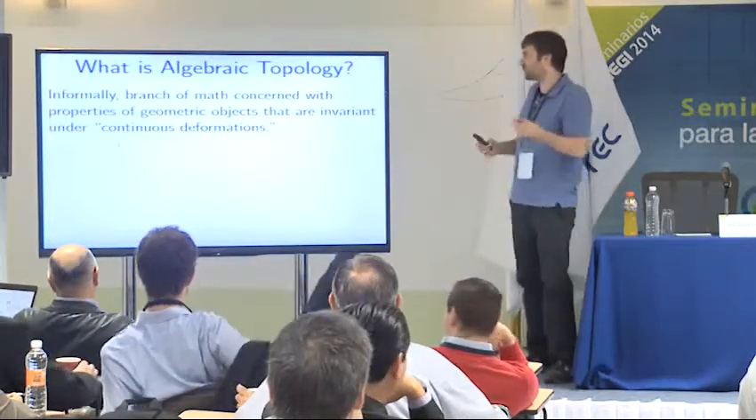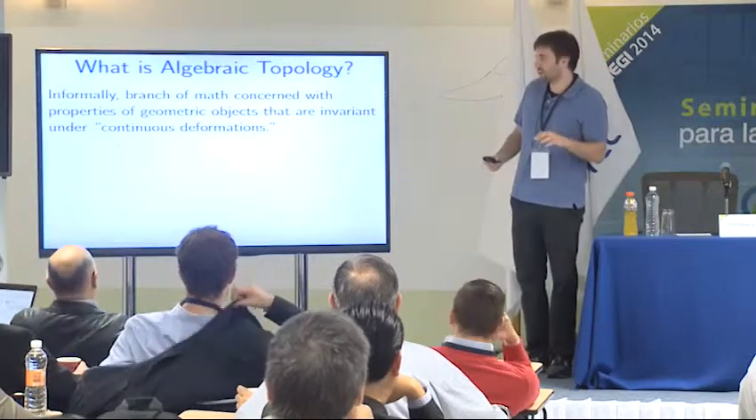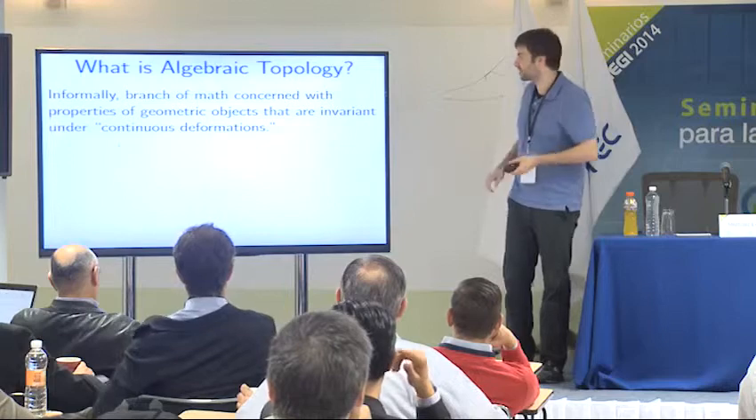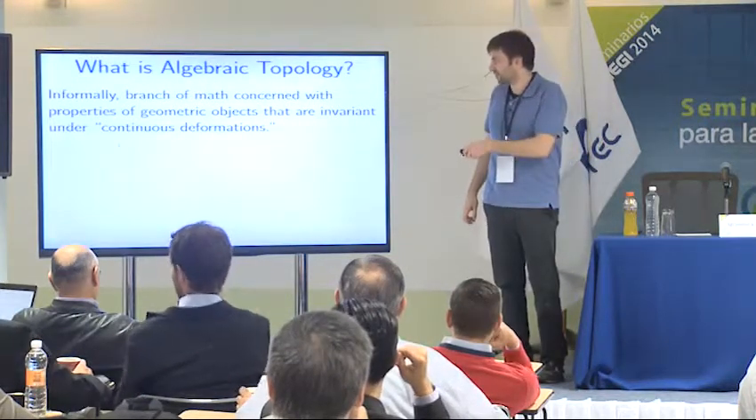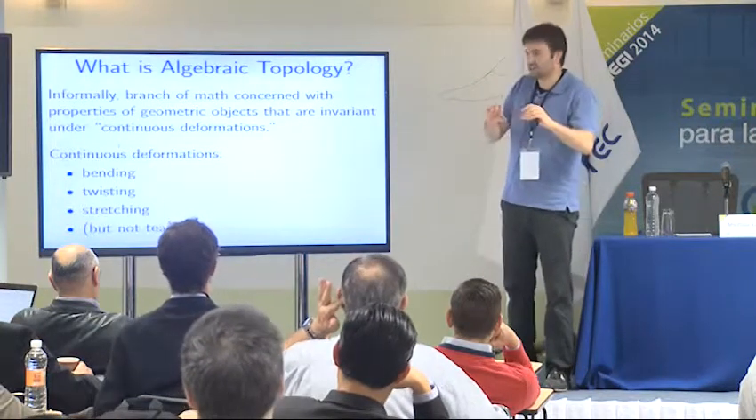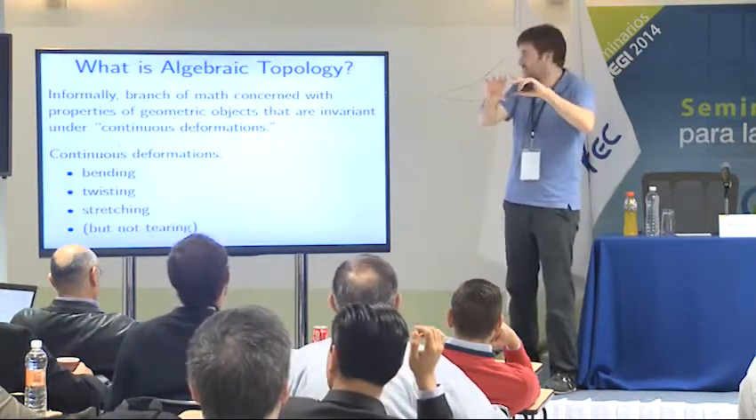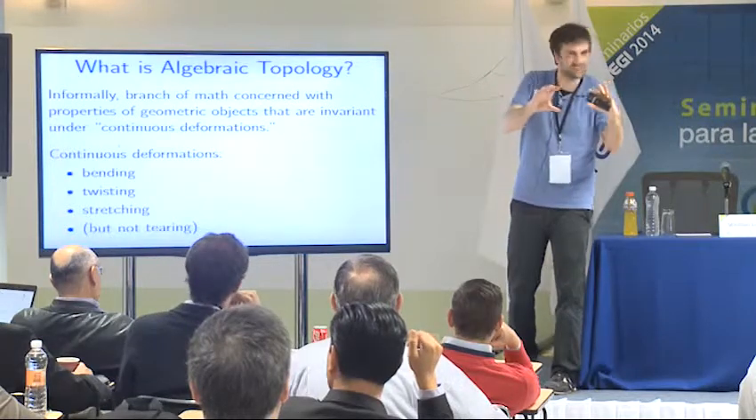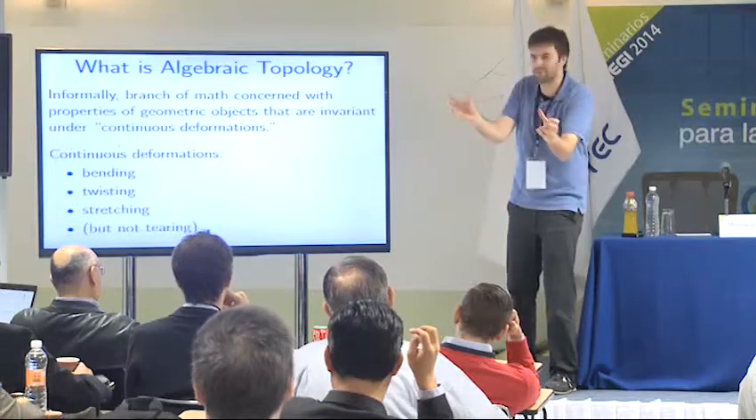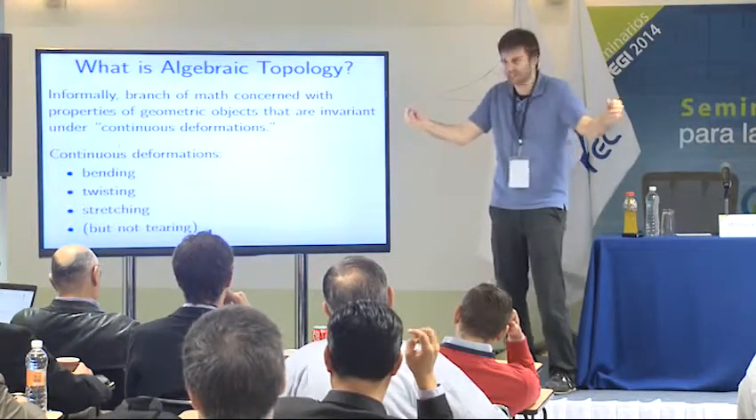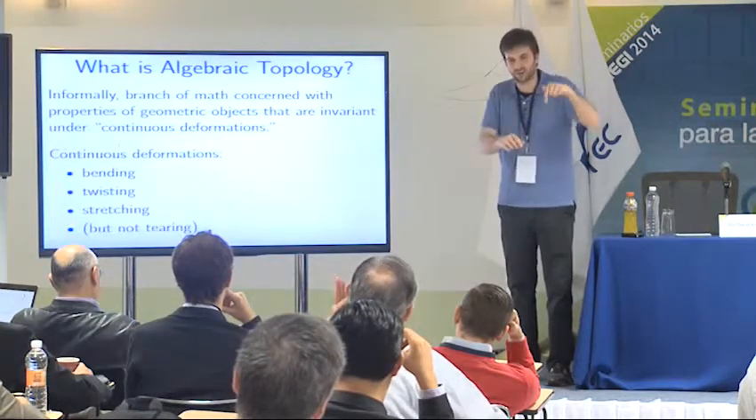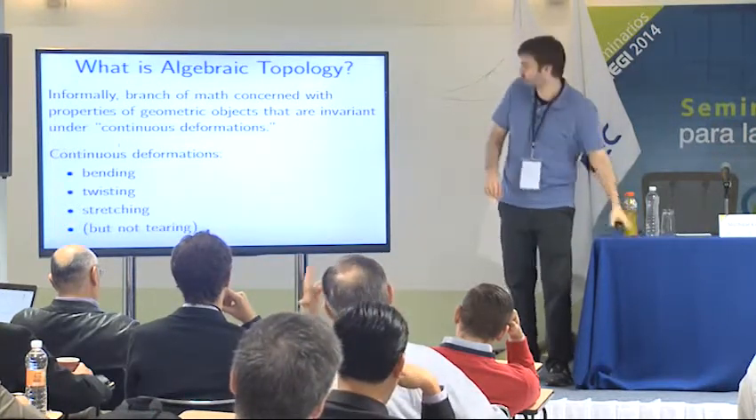Okay, so informally, this is the branch of math concerned with properties of geometric objects that are invariant under continuous deformations. So what do I mean by a continuous deformation? Well, for a continuous deformation of a geometric object, I allow myself to take the object, imagine that it's maybe made of some kind of flexible rubber, and I allow myself to bend the object or twist the object or stretch it. But in continuous deformations, tearing the object or putting holes in it, puncturing it, is not allowed.